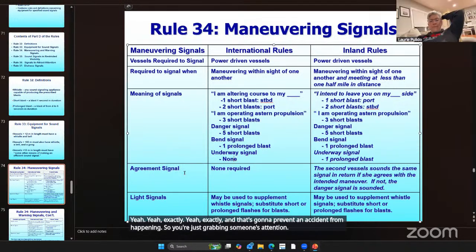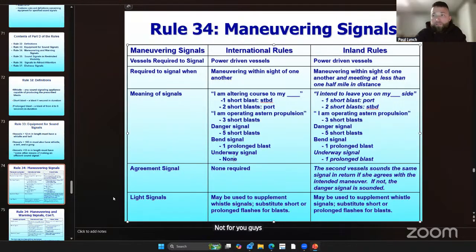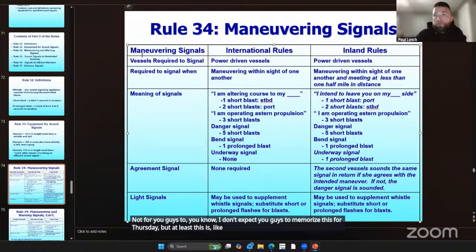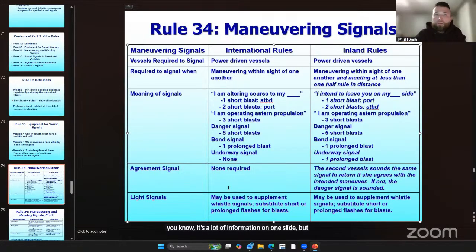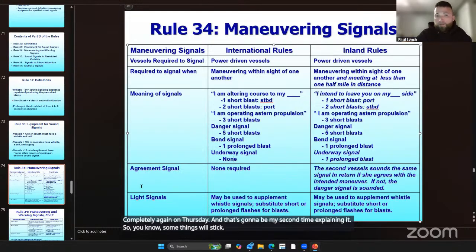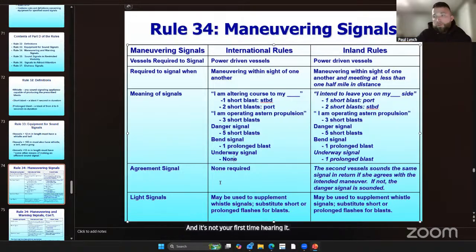So this is why I want to get into this now. I don't expect you guys to memorize this for Thursday, but this is a big bulk of information on one slide. I'm going to explain this completely again on Thursday, and that's going to be my second time explaining it. So some things will stick, and it's not your first time hearing it. That's the objective, really.